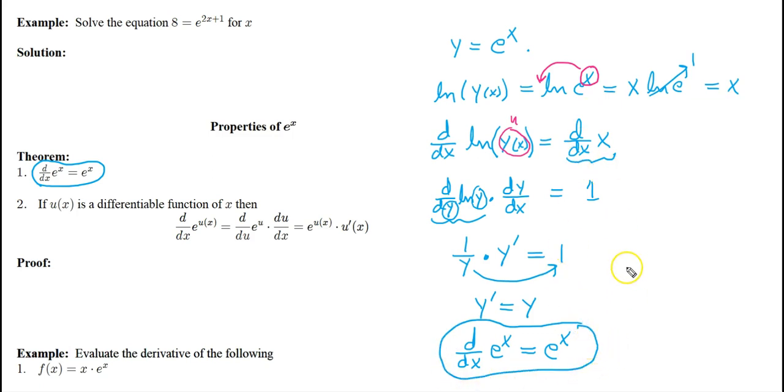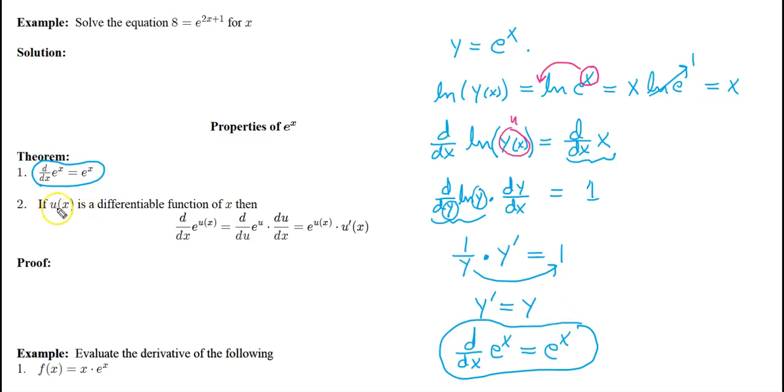So this is a nice simple little proof. It's very elegant. We just started with y equals e to the x, took the ln of both sides to get the x out of the exponent. Then we could differentiate with respect to x. Turns out that the d dx of ln y is 1 over y times y prime. d dx of x is 1. Then we just multiply the y over, and we obtain our result.